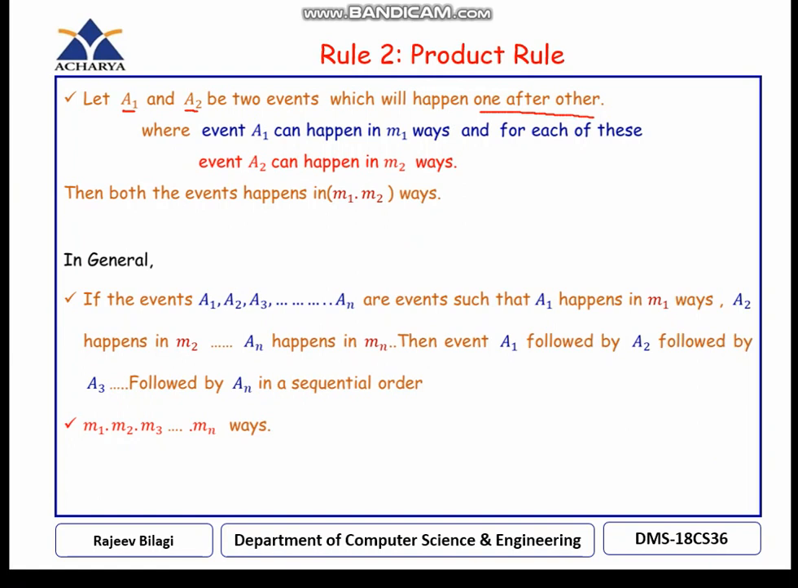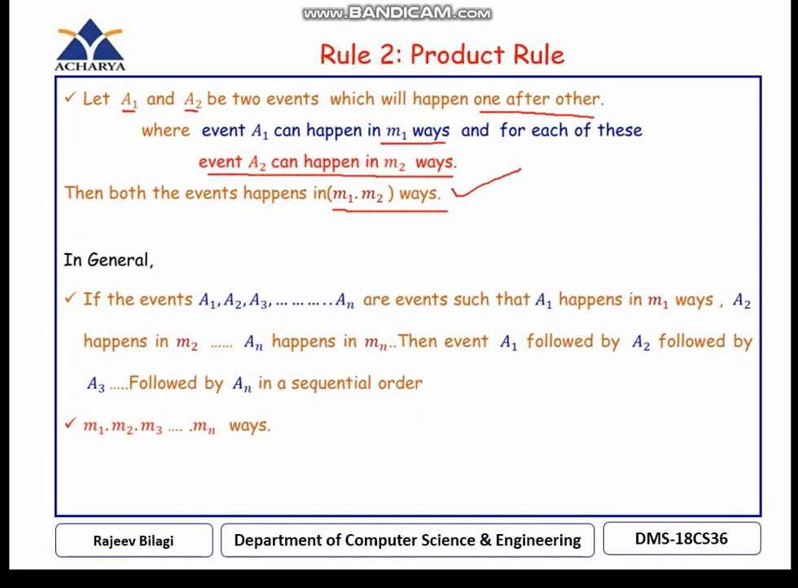So next is the product rule. Let A1 and A2 be two different events which will happen one after the other, where event A1 can happen in M1 ways and event A2 will happen in M2 ways. Then both the events can happen in M1 dot M2 ways. So this is what my product rule is.